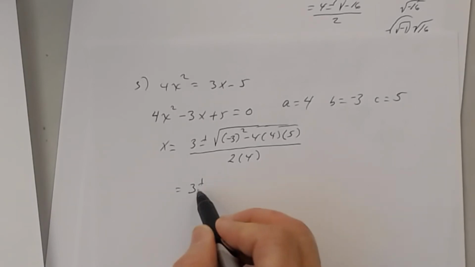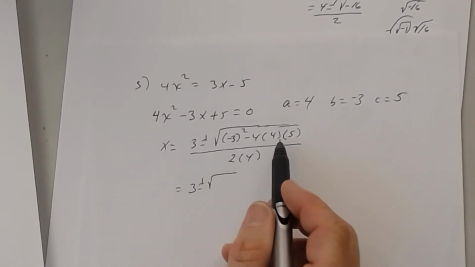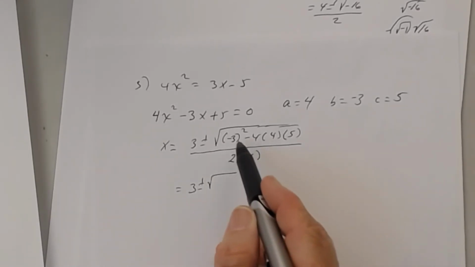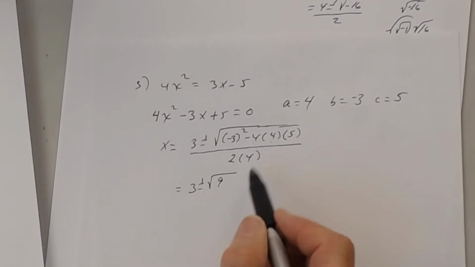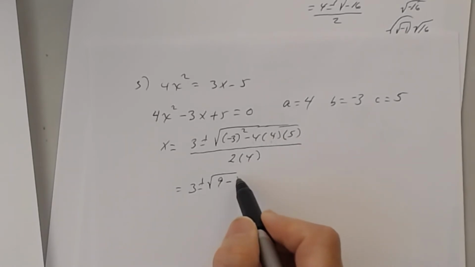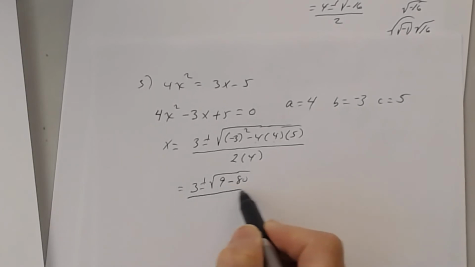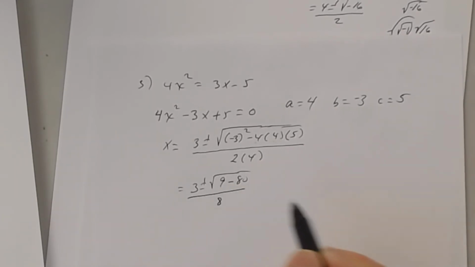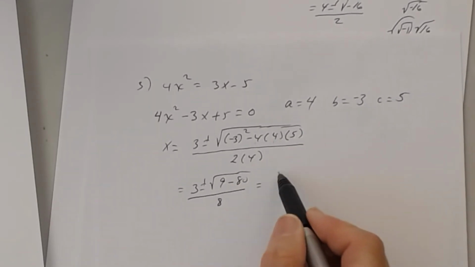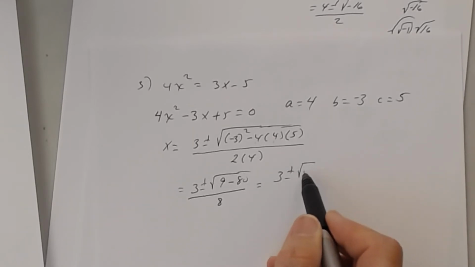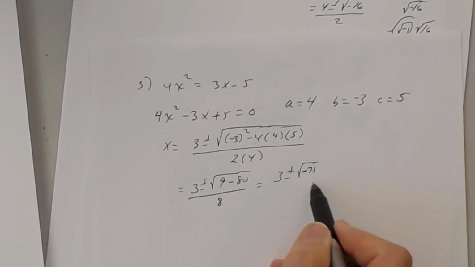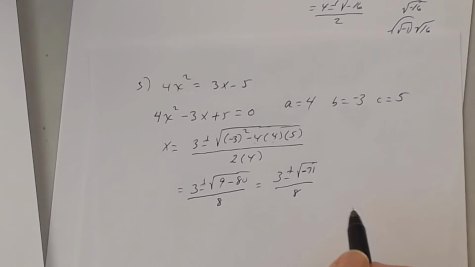So I get 3 plus or minus. At this point, just simplify the radicand as much as you can. Negative 3 squared is 9. A negative 4 times 5 is negative 80. Okay. All divided by 8. So I get 3 plus or minus the square root of negative 71, right? Yes. Over 8.